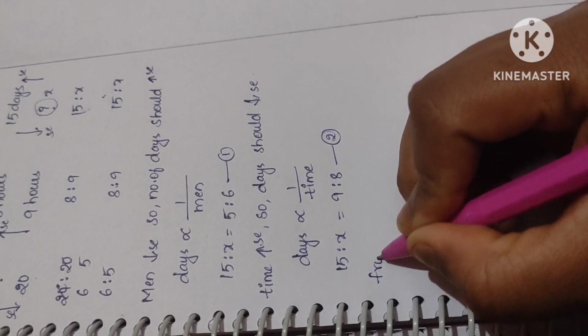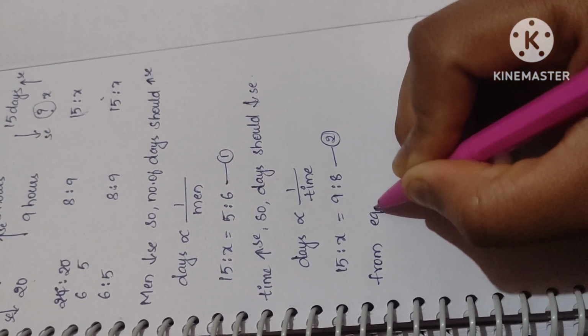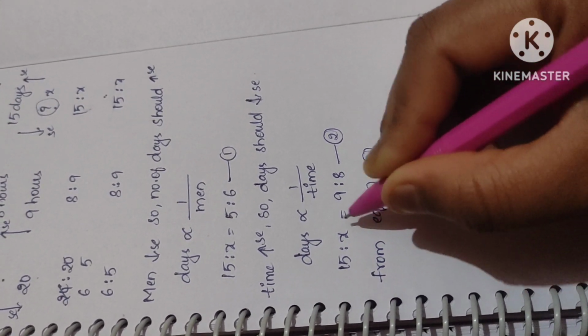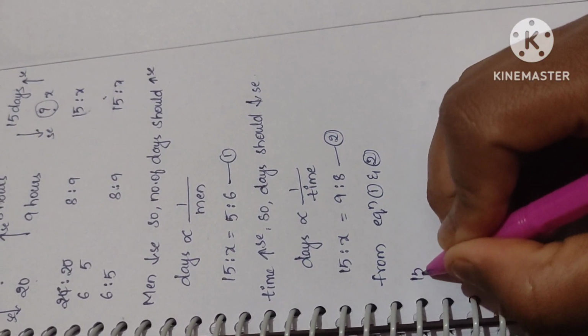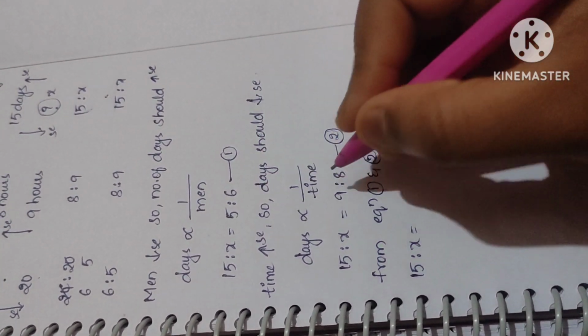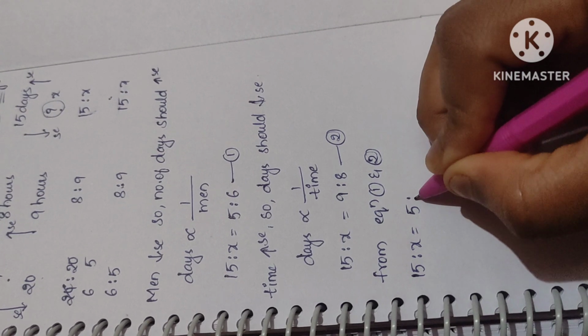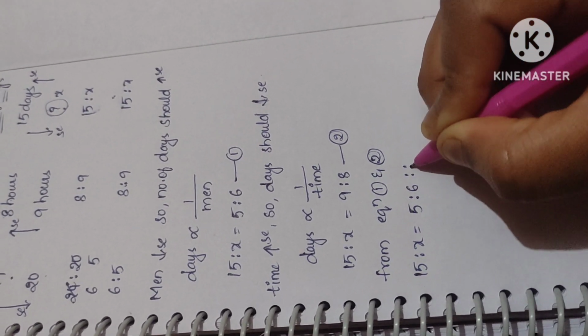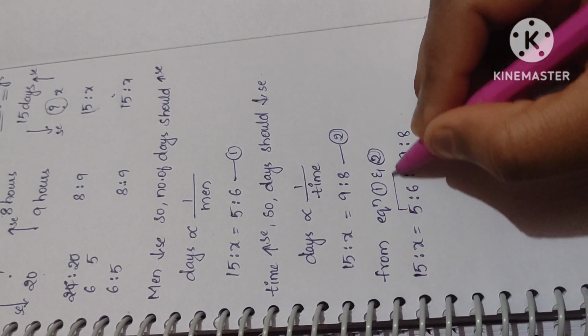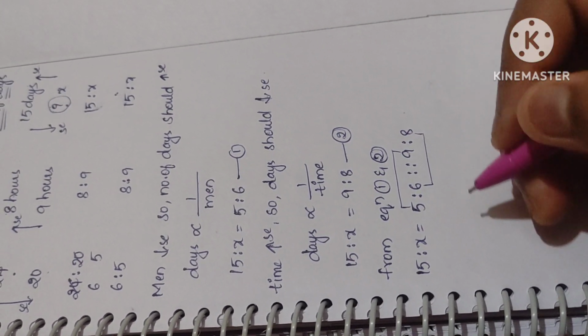Next step, from equations 1 and 2, both equations have the same LHS but different RHS. So we have to find the compound ratio of the RHS. From equations 1 and 2, LHS is the same, so we write 15:x equals, on the right side 5:6 and 9:8. We have to take the compound ratio of 5:6 and 9:8.